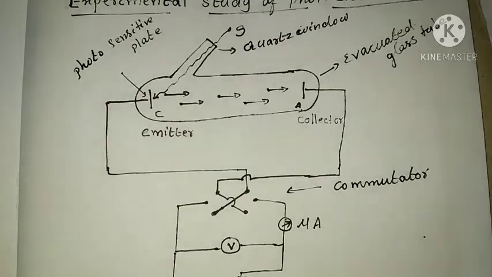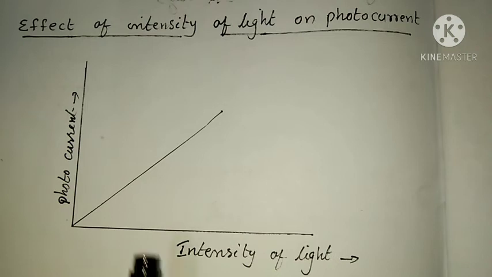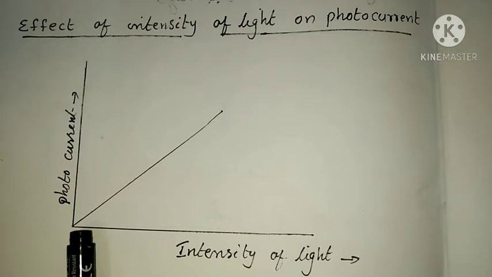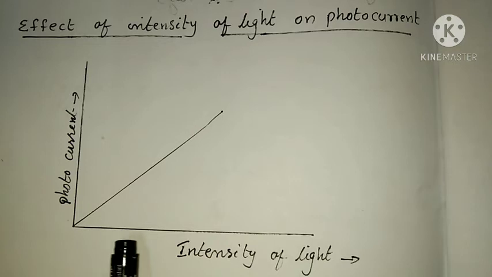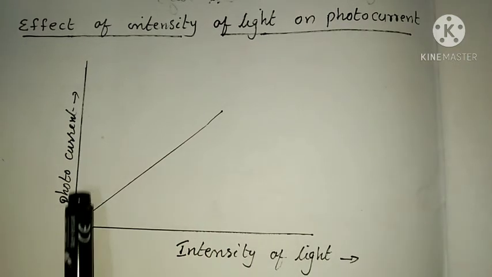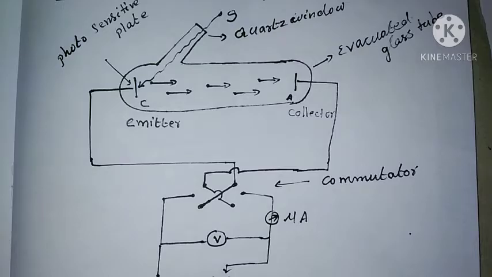incident radiation. So we can plot a graph between the intensity of light and the photocurrent. These two are directly proportional to each other. What should be the nature of the graph? It should be a straight line, because as the intensity of light increases, that is, the number of photoelectrons emitted increases, the photocurrent increases in the circuit. These two are directly proportional to each other, and so the graph should be a straight line. Clear?